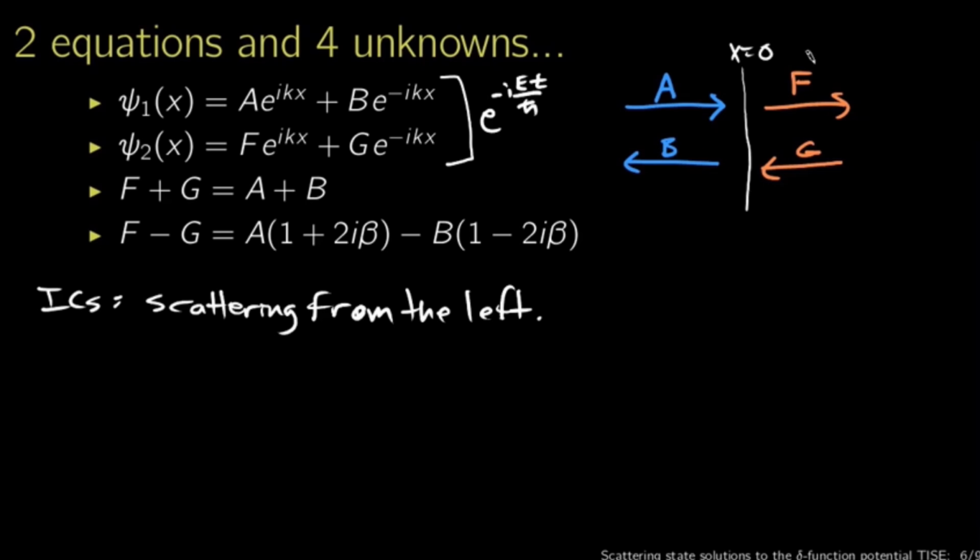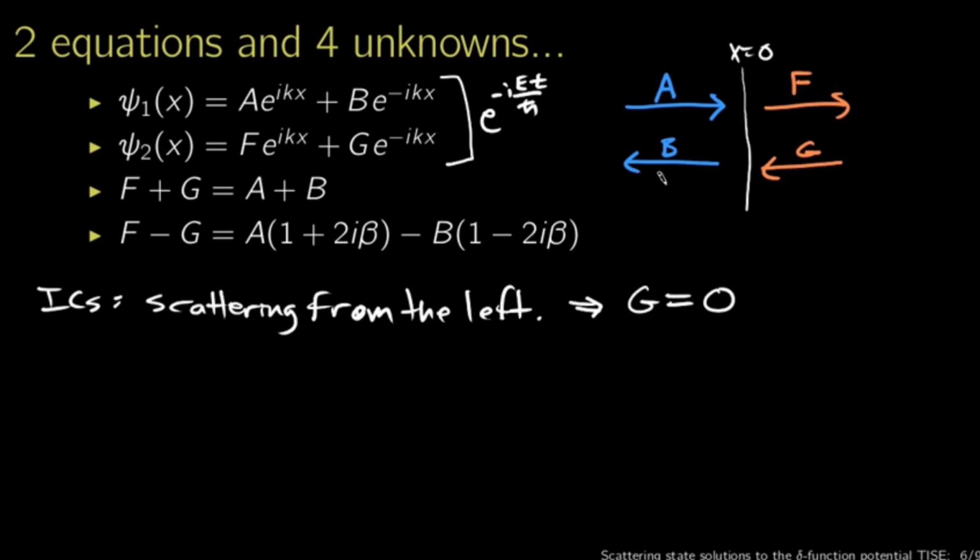We may also have some transmitted waves propagating off to the right, but we will not have any waves incident from the right. What that means is that if we're interested in waves scattering from the left, we can say g is equal to 0. This is not a requirement. This is just a useful restriction on our solution to allow us to interpret what we're looking at in a little more detail.